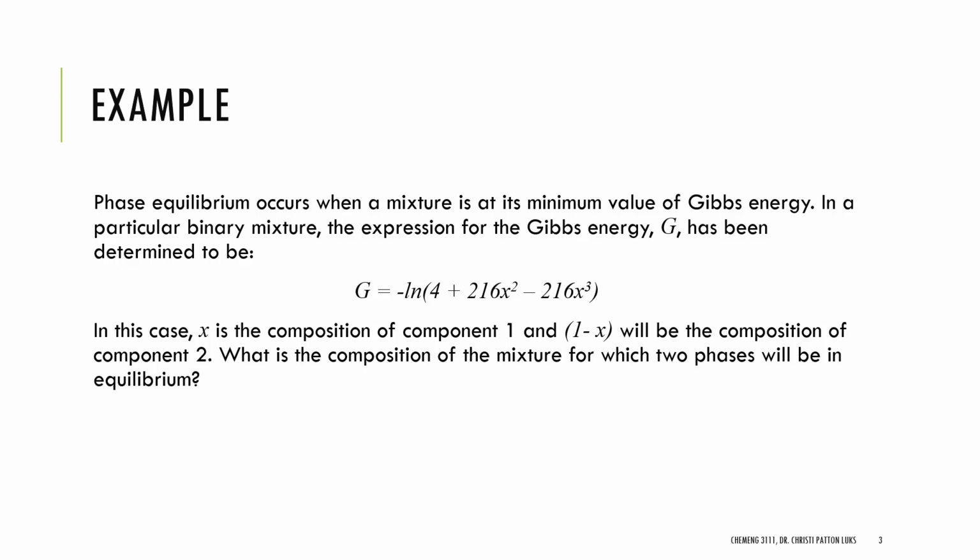We looked in our previous lesson at a phase equilibrium problem where we wanted to minimize the Gibbs energy. So we had Gibbs energy as negative ln of 4 plus 216x squared minus 216x cubed, and we wanted to find out where this is a minimum value. We know that x and 1 minus x both must be positive, but they also must both be less than 1. Those would be constraints that we might wish to add in this case.